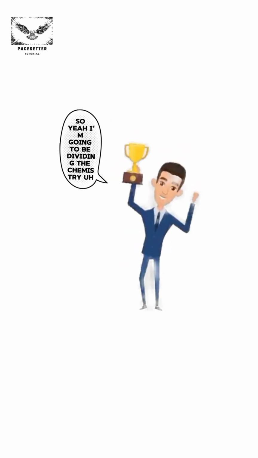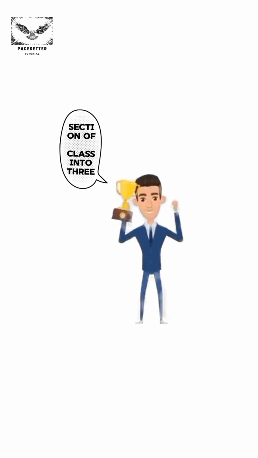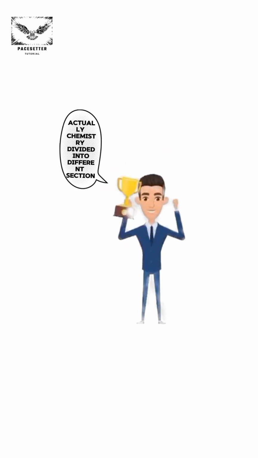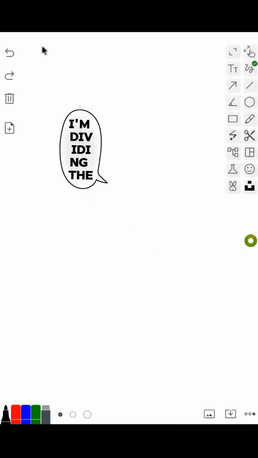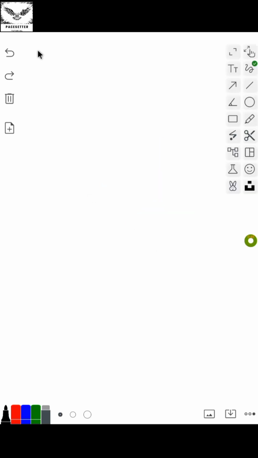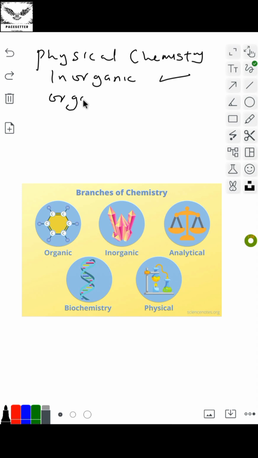Here I'm going to be dividing the chemistry class into three. Actually, chemistry is divided into different sections, but I'm dividing it into just three. We have the physical chemistry, we have the inorganic chemistry, and then we have the organic chemistry.